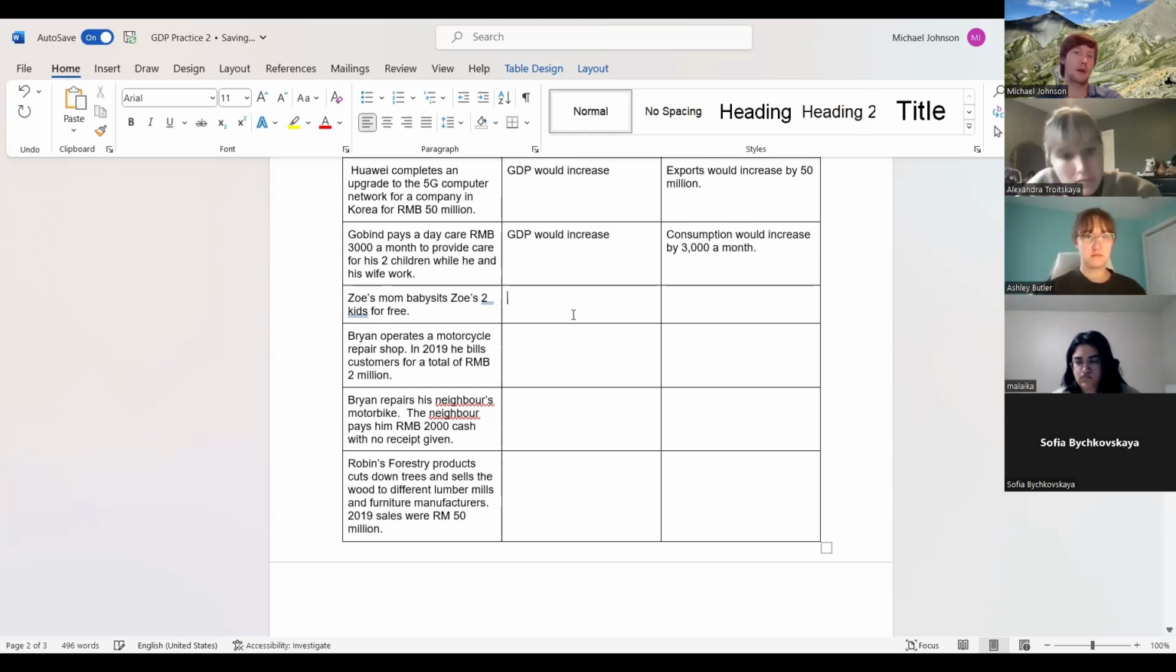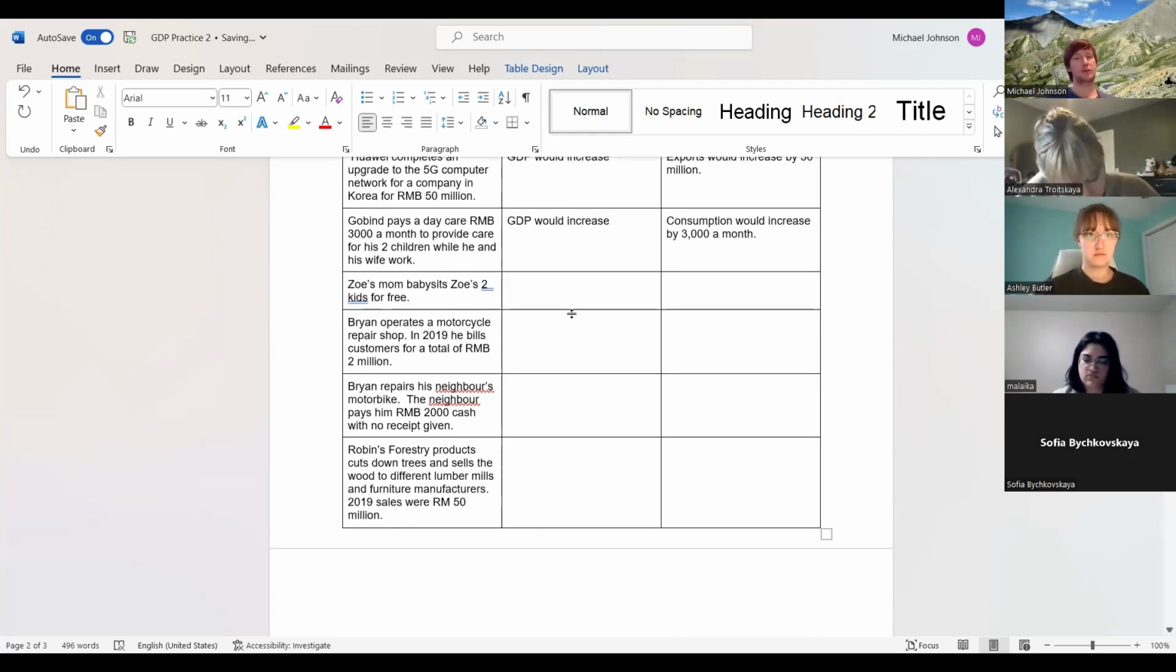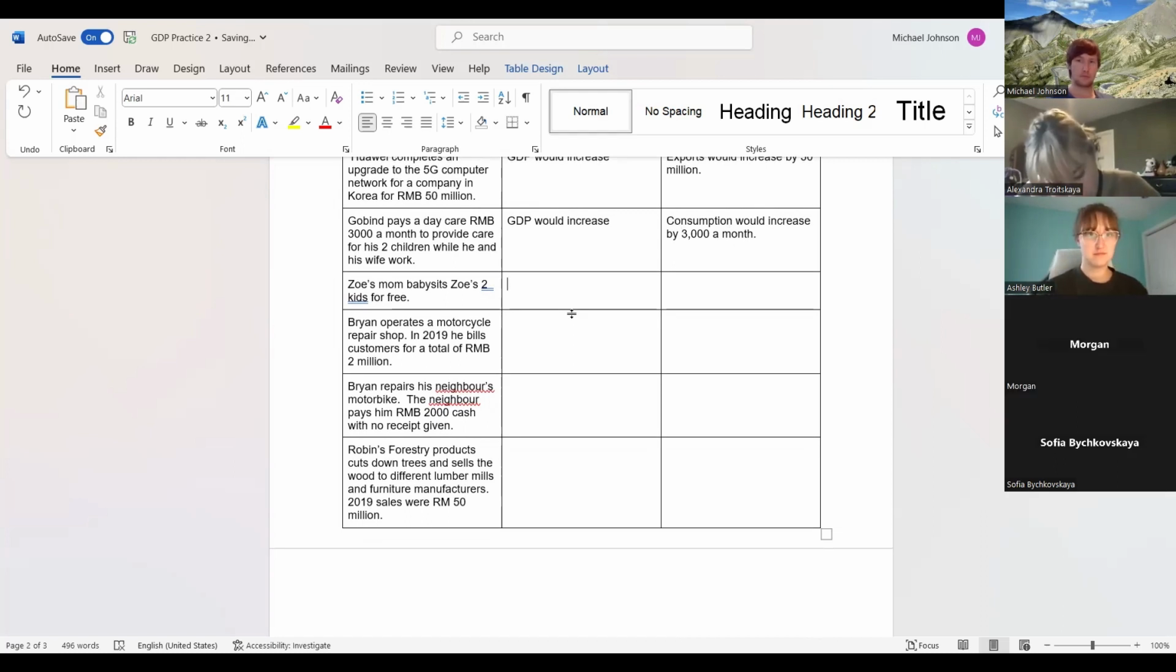And then Zoe's mom babysits Zoe's two kids for free. That wouldn't change anything because it's a parent, no money's being transferred. Exactly, good job. So nothing would change. GDP would not change here. That's great, great job. And then Brian operates a motorcycle repair shop. In 2019, he bills customers for a total of RMB 2 million.